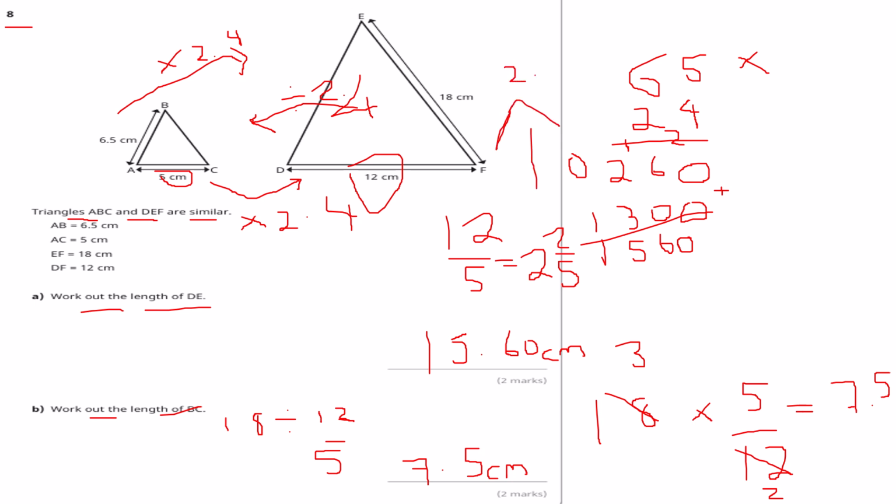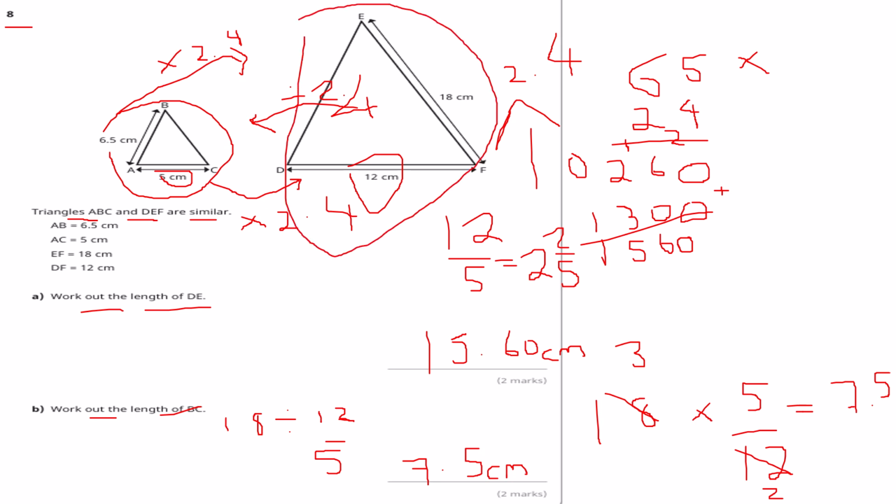From there, I realized that to go from triangle ABC lengthwise, we multiply by 2.4, and to go from triangle DEF to ABC, we divide by 2.4. So the key is to remember that you are always looking for a length scale factor that goes from the smaller shape to the larger shape, smaller shape to bigger shape. So you're always multiplying by something, or dividing by something if you're going from larger to smaller.